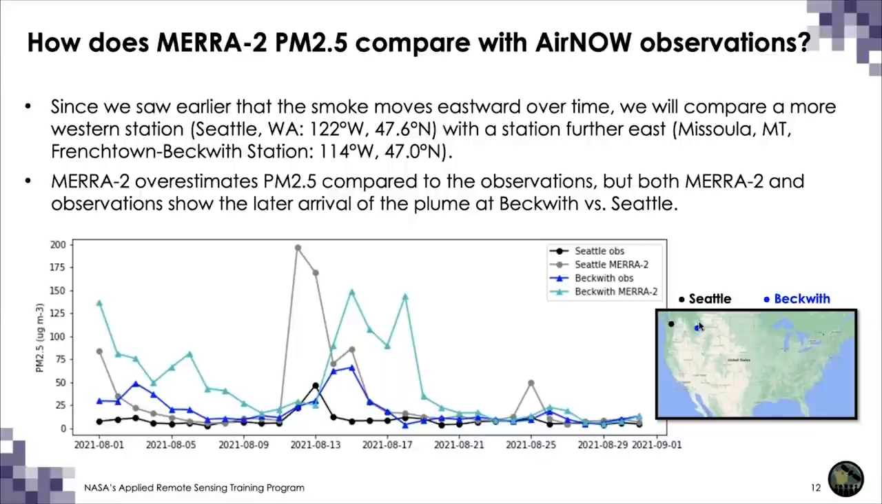The time series plot shows the observed daily average PM2.5 concentration from the Seattle and Beckwith sites in the black and dark blue lines. The MERRA-2 PM2.5 for the corresponding grid boxes is shown in the gray circles for Seattle and then the light blue triangles for the Beckwith station. So to compare the model and observations, we compare the black versus gray circles for Seattle, and then we compare the dark versus light blue triangles for Beckwith. We see that at both stations, the MERRA-2 PM2.5 is higher than the observed during the fires, but both MERRA-2 and the observations show that the peak values occurred earlier in Seattle compared to Beckwith.